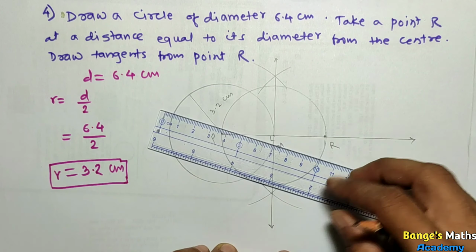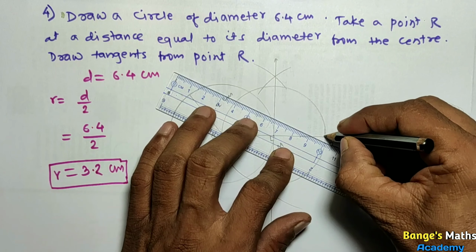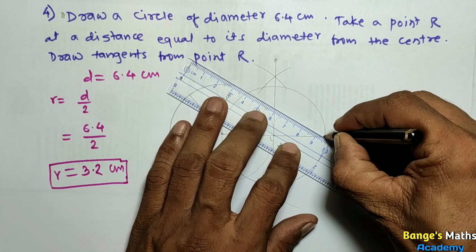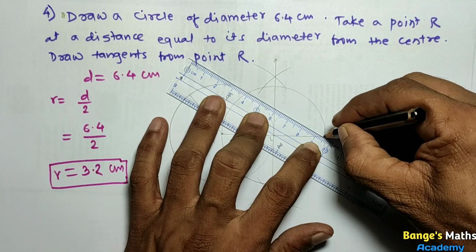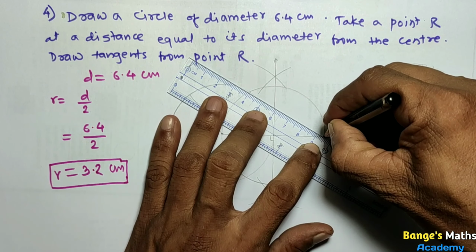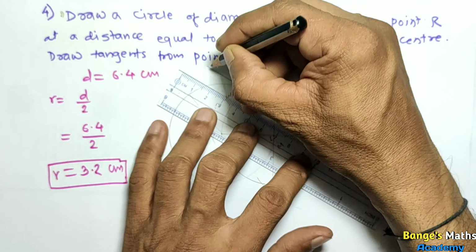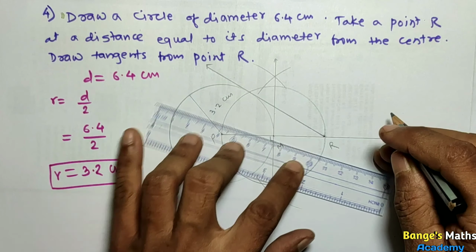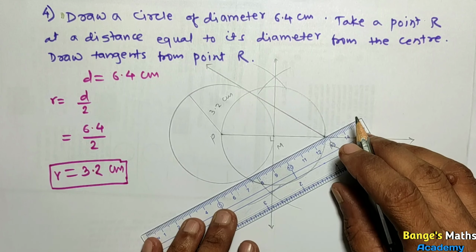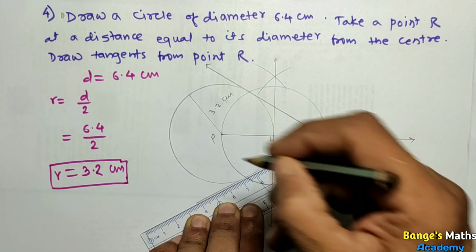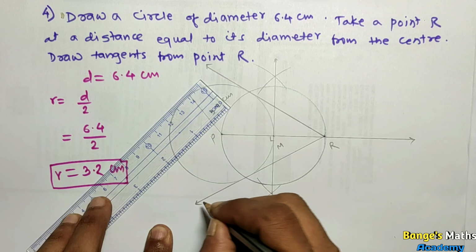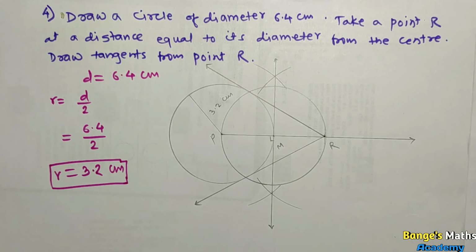Join point R and this point. We draw two tangents to the circle through point R.